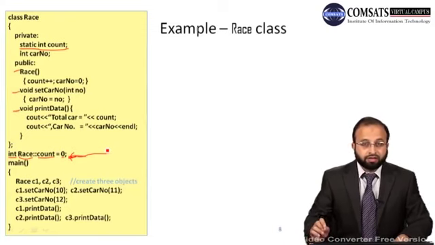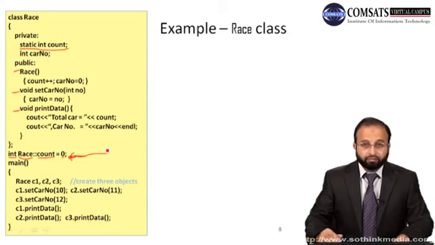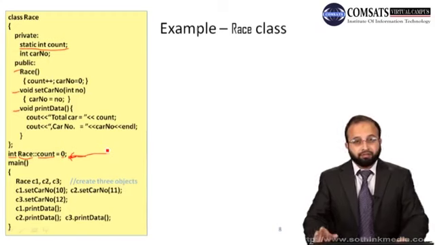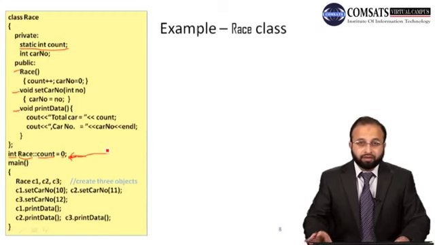Now you can see that no object is created for the race class, but still the memory is allocated for the static data member, right? So if you create an object and destroy all the objects, the memory is still allocated for the static data member until the program is running.